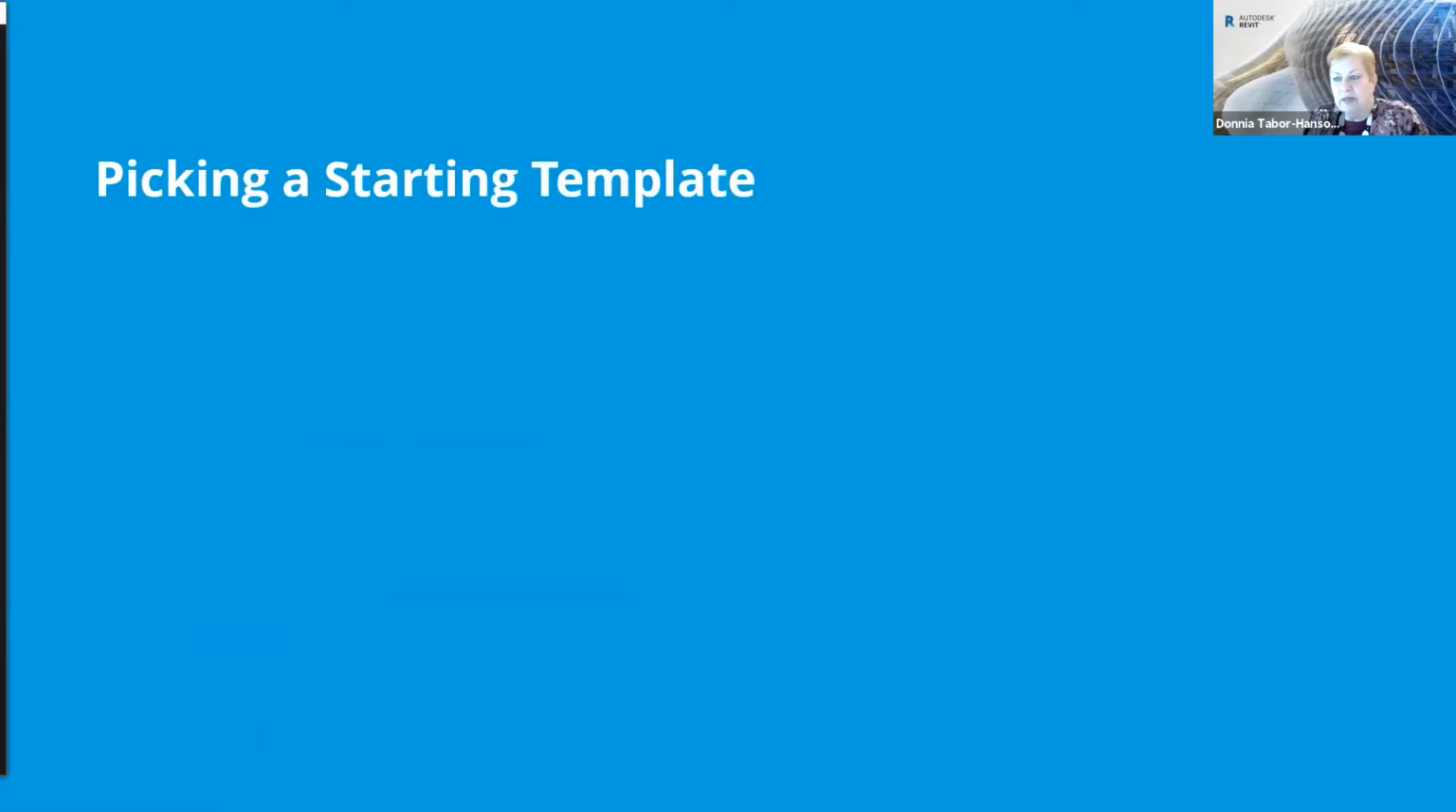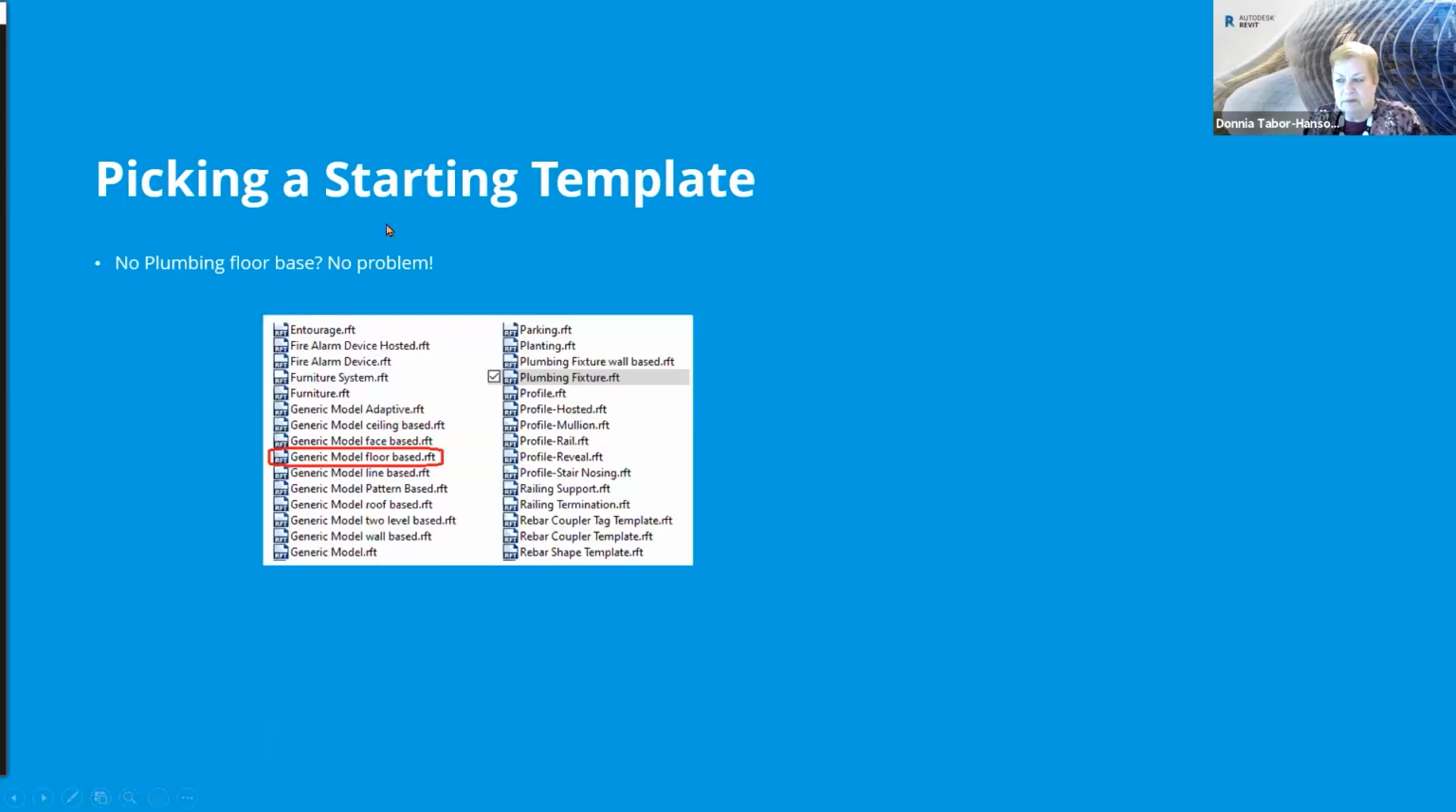So to start with, I'm going to start by picking a starting template. And there's no floor-based plumbing one. Plumbing fixture wall-based, no floor-based. But I can choose the generic model floor-based if I want. So let's start with that. And then we're going to show you how to make it your own. So let me just go over to Revit.